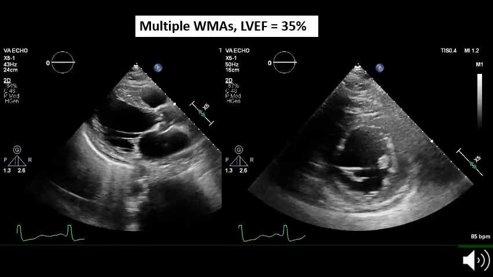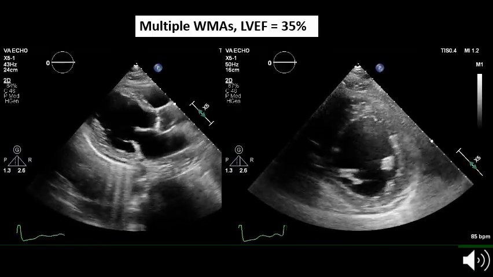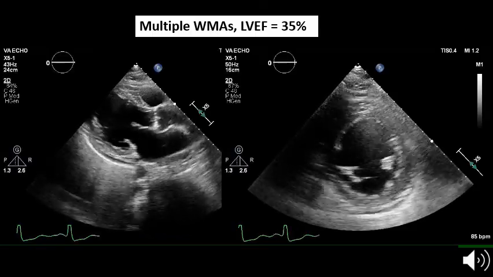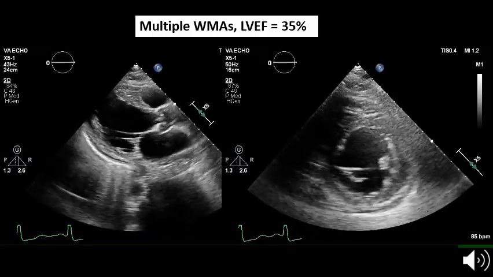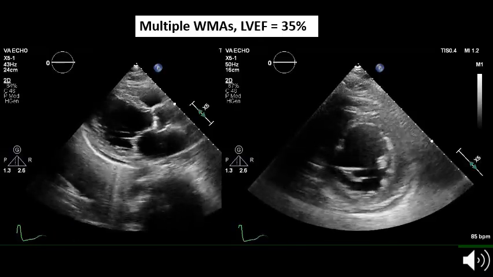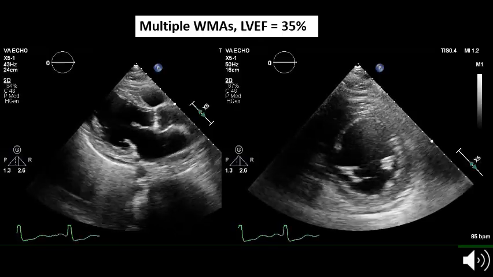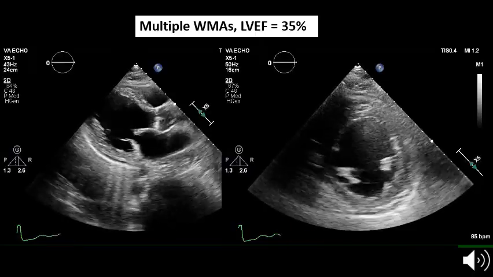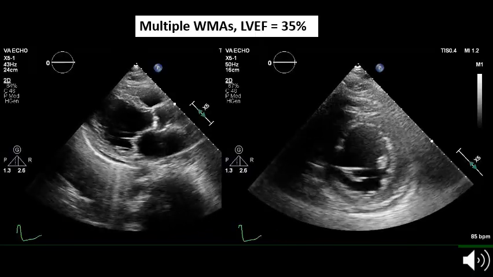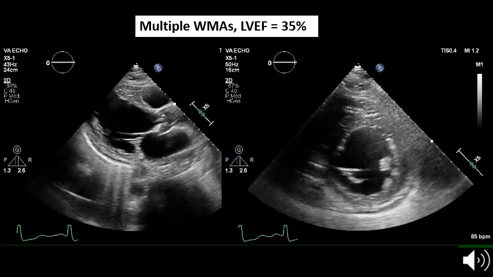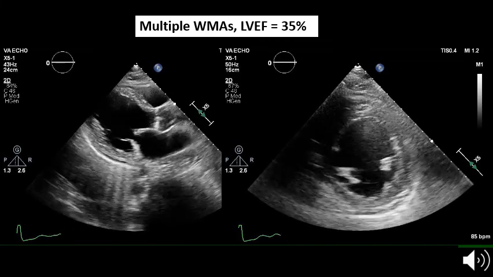Overall LV systolic function was estimated at 35 to 40%. There were multiple wall motion abnormalities as shown on the parasternal long and in the short axis views. The inferior wall is hypokinetic, as is the lateral wall. The septum is hypokinetic, only some parts of the mid and distal anterior walls were contractile. There also was moderate mitral regurgitation that is not shown here in the video clips.